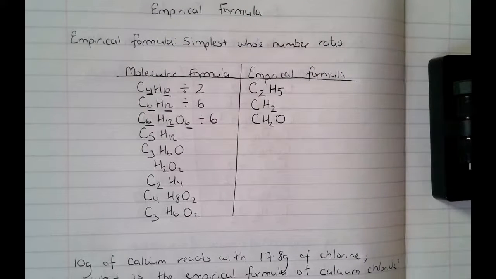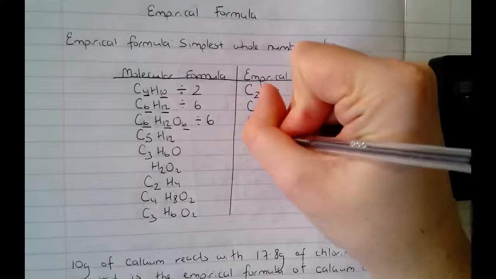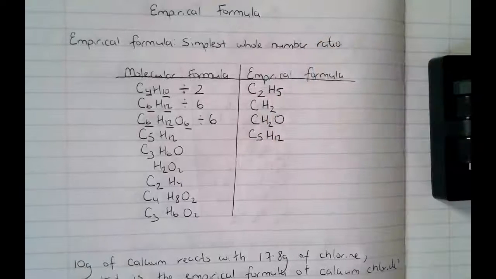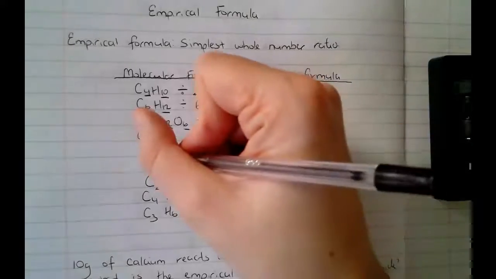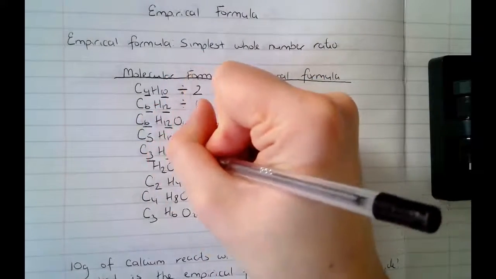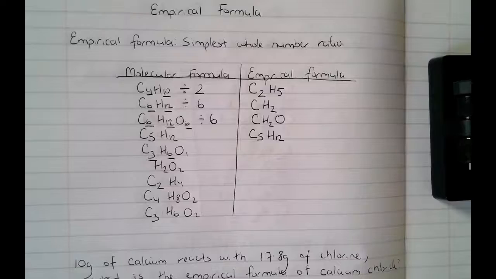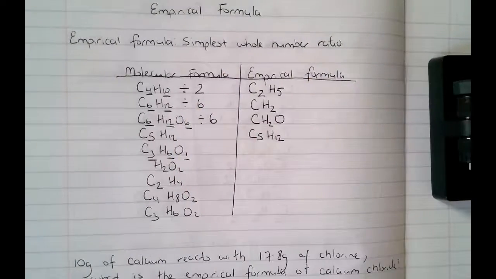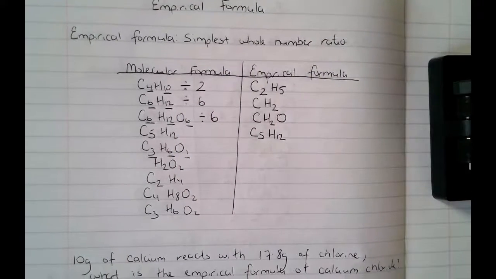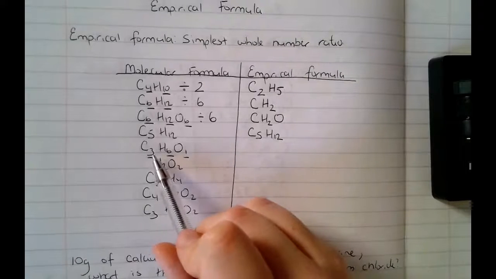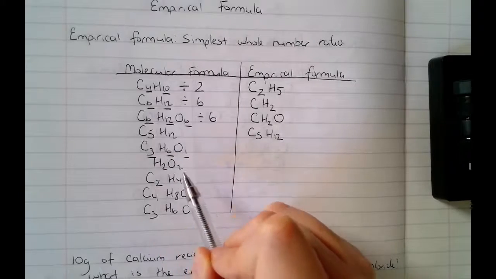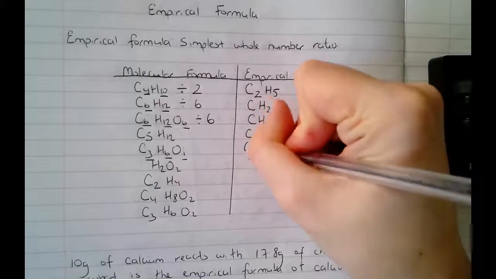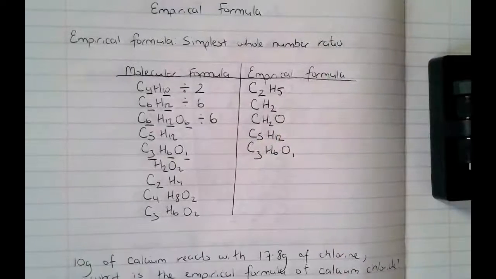The next one, I've got C5H12. There is no number that will divide evenly into 5 and into 12, and that means that the empirical formula for C5H12 is exactly the same as the molecular formula. It cannot be simplified. Next example, I've got the numbers 3, 6 and 1. Okay, if there's no number after an element, then you have got 1. No number will divide evenly into 3, 6 and 1. 3 will divide evenly into 3 and 6. But if there's no number that divides evenly into every number present in the formula, then you are not going to be able to write an empirical formula. It will stay the same as the molecular formula.